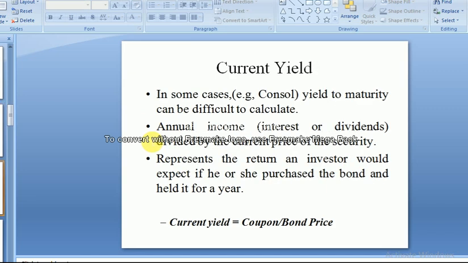Next topic is the current yield. The current yield of a bond is calculated by dividing the annual coupon payments by the bond's current market value. Current yield represents the returns an investor would accept if he or she purchased the bond and held it for the year. So after 1 year, how much coupons they are receiving. If we divide that coupon by the bond price, whatever the answer comes, that is called current yield.